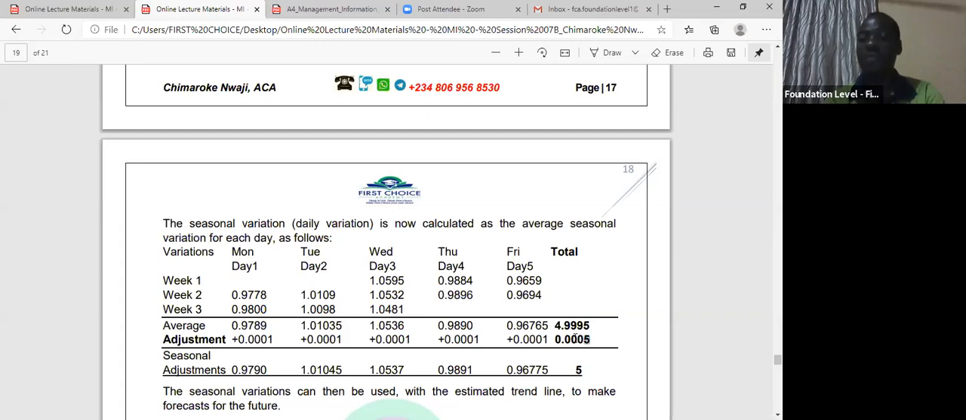Now you have to divide this number into 5, so you are sharing it equally. Because it's a positive number, you are adding. So when you add these 2, you get this.